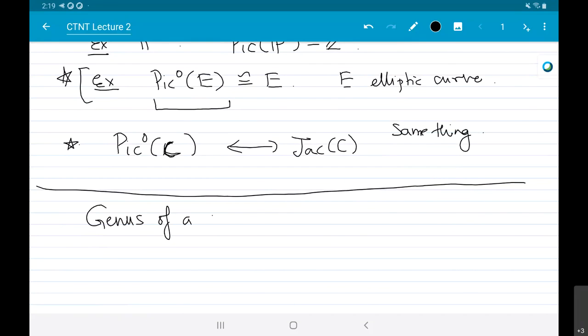Soumya? Yes. There's a question. Can you explain why Pic^0 of C is a subset of Div, the zero divisors?